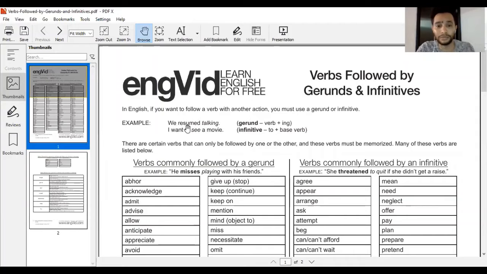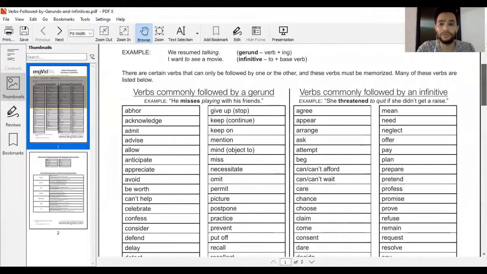The first one, we resume talking. After the word resume, we have the word talking in the ing version, which means that I cannot say we resumed to talk. It's incorrect, right? Always talking. I want to see a movie. Want to, right? Want to see. Want belongs to the group of the verbs that always go with to. So if I ever say, I want seeing a movie, it's incorrect, right? So that's what I want you to learn. That's what we're going to do right here.